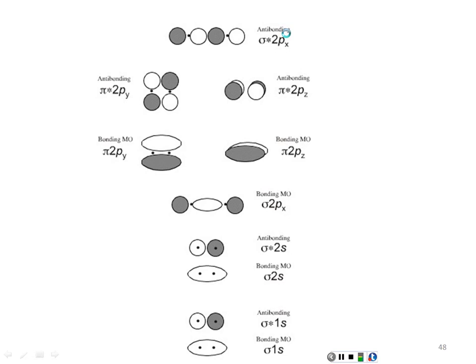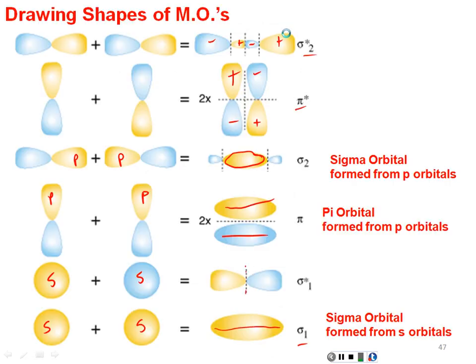What I would expect you to know is, if I show you a picture of one of these molecular orbitals on an exam, I'd expect you to know which molecular orbital that is. Is it a pi star molecular orbital? Is it a pi molecular orbital? Sigma? I would expect you to be able to pick out these patterns, but to actually draw them yourself, I would not expect that.